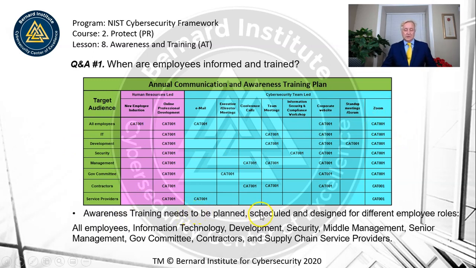Awareness training needs to be planned, scheduled, designed for different employees, different roles. So we talked about the different audiences here. We talked about human resources role versus the cybersecurity team and about the different channels. We talked about planning ahead. Usually when I set up a program, we do this 1 year in advance. So we set out a calendar for all the events to happen throughout the year and get agreement by the governance committee so we can go ahead and execute it.